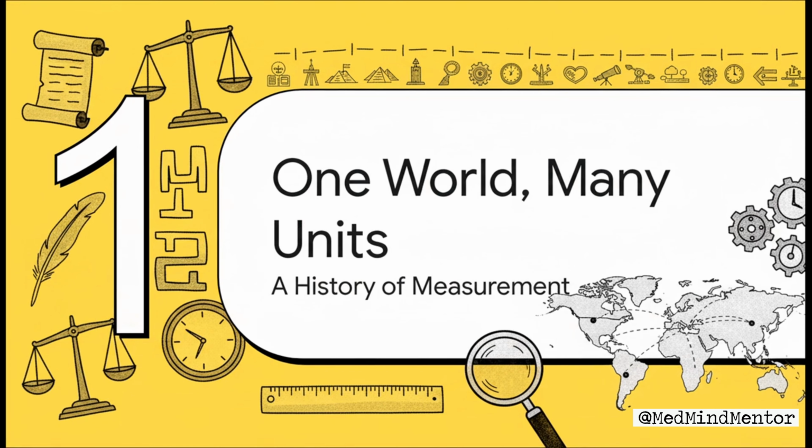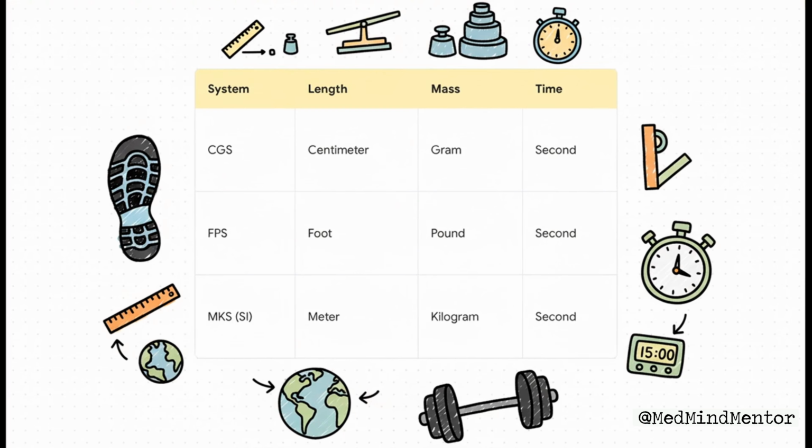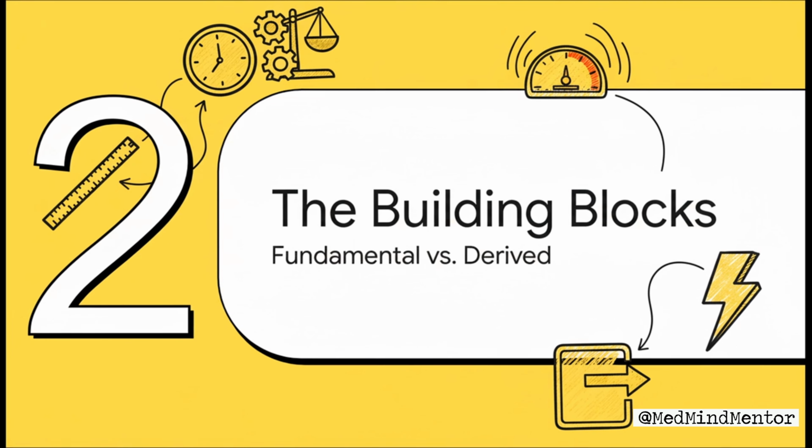So to fix this, we've got to understand where the problem even comes from. And it's pretty simple, really. A long time ago, scientists all over the world just came up with their own ways to measure things. And this right here shows you the three main systems you're likely to see. You've got the CGS system, which uses centimeters, grams, and seconds. Then there's the FPS system, foot, pound, second. And finally, the one you'll use most often, the MKS, or SI system, which is the international standard, meter, kilogram, and second.